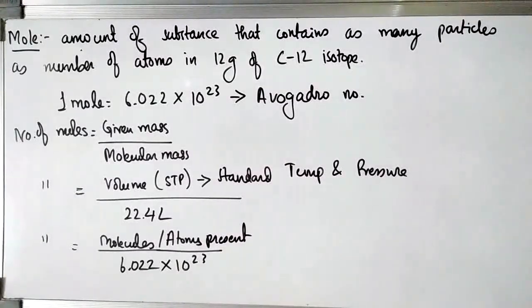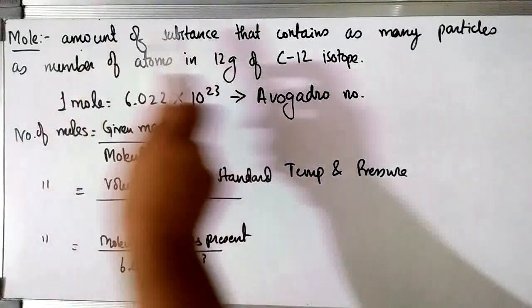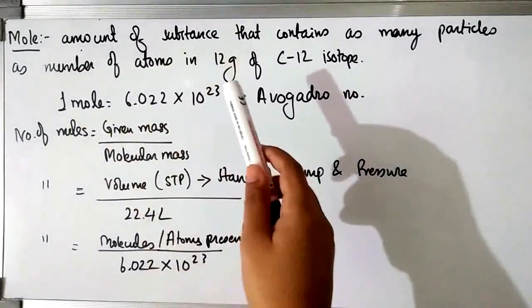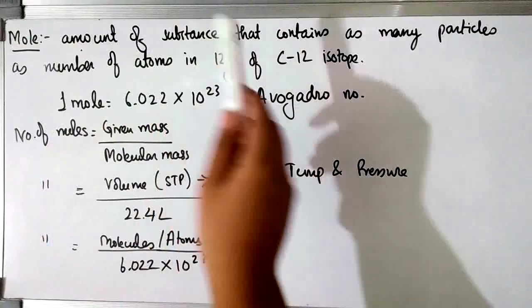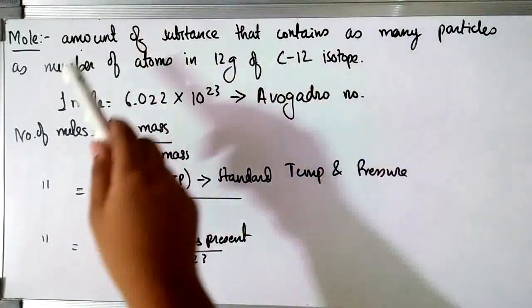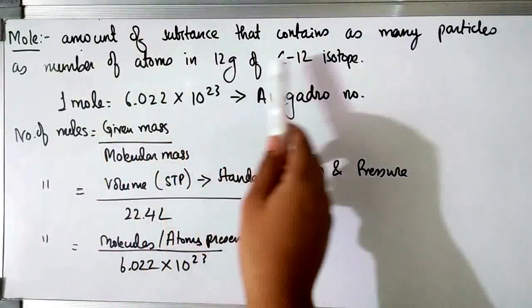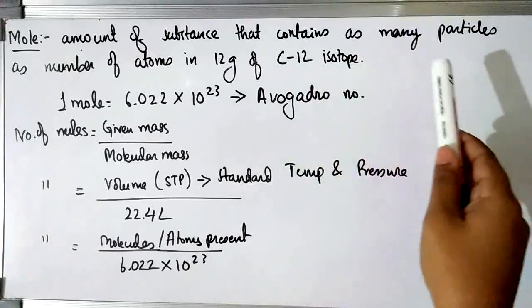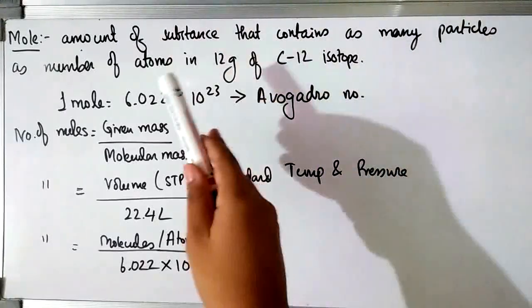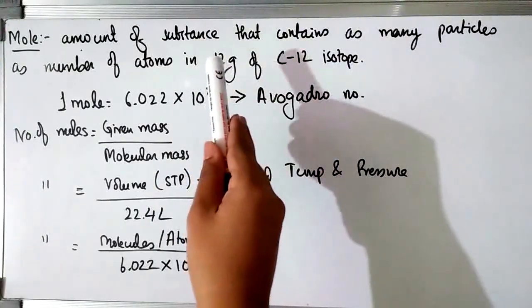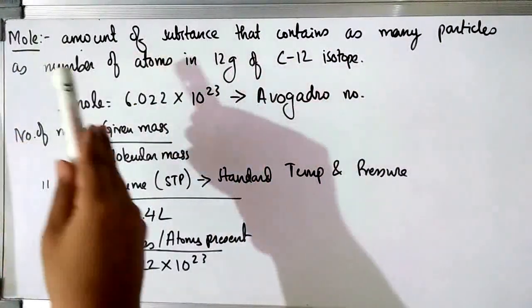Right, so first we'll start with the definition, and this definition of mole is very important from the 1 mark point of view in examinations. The definition says that a mole is an amount of a substance that contains as many particles as the number of atoms in 12 gram of carbon 12. This carbon 12 is an isotope, and that many particles are present in 1 mole of a substance.